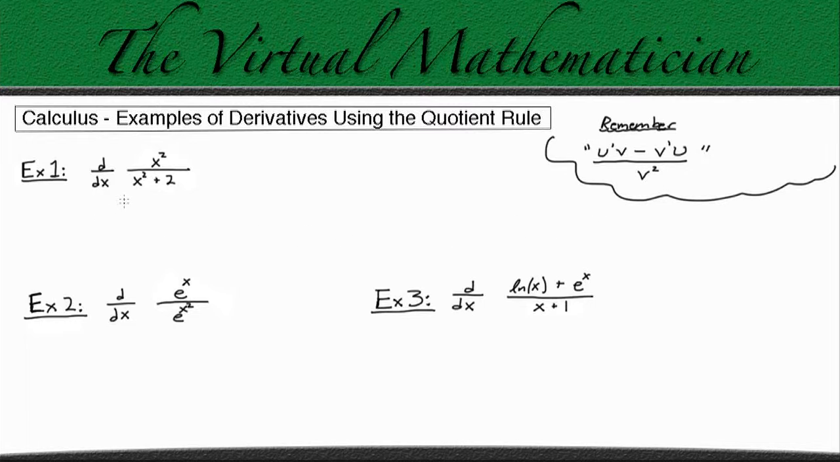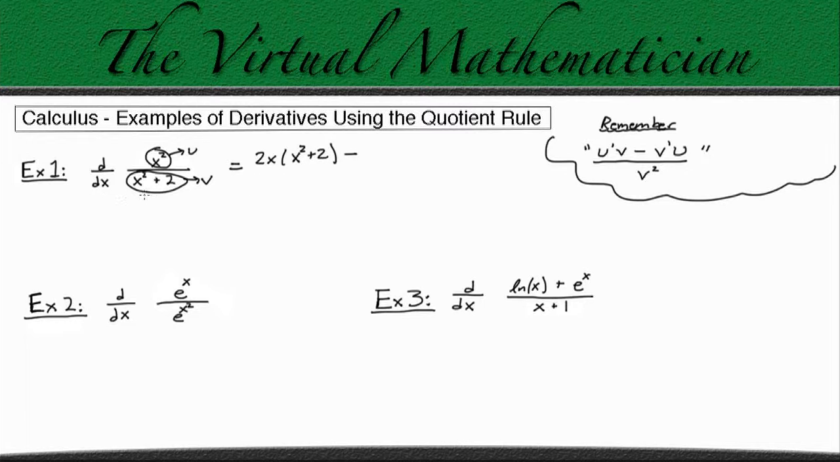So example 1 says take the derivative of x squared divided by x squared plus 2. So let's let x squared equal u and x squared plus 2 equal v. So then the quotient rule tells us we need to take the derivative of u, so we're going to get 2x times v, which is going to be x squared plus 2, minus the derivative of v.